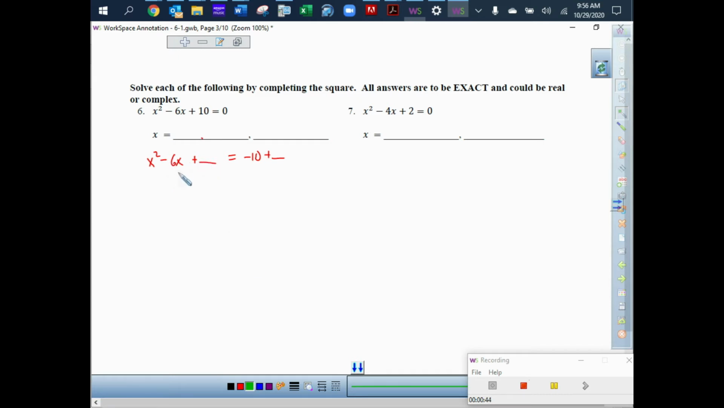So half of this b value is negative 3. Squared is 9. So I'm going to add 9 to both sides. And then this is the part that students struggle with. This is now what's called a perfect square trinomial.